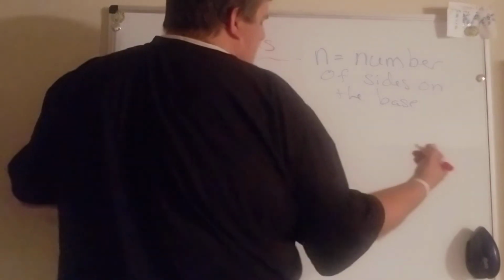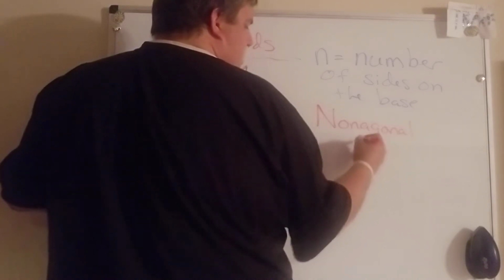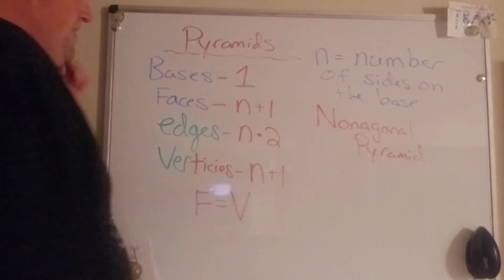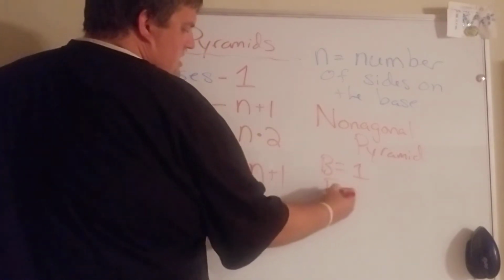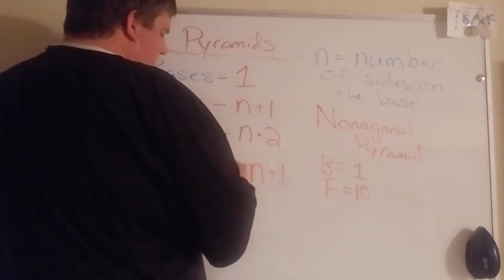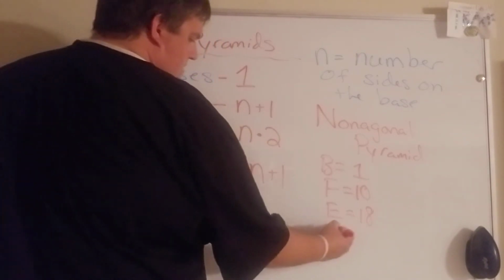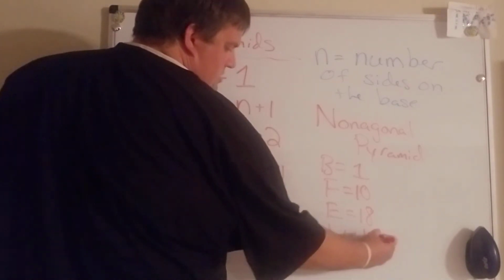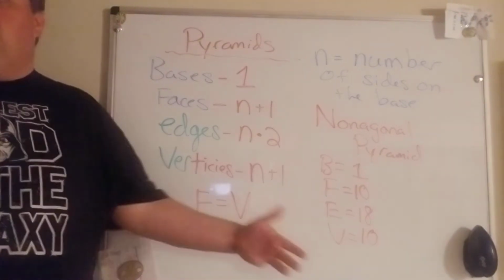So, likewise, if we want to do the same thing, let's say we had a nonagonal pyramid. We can just use these rules to find out how many of everything it has. It has one base because it's a pyramid. For faces, nonagons have 9 sides. 9 plus 1 is 10. Edges, 9 times 2 is 18. And vertices is going to be 9 plus 1, also 10. And so that's kind of the basics between faces, bases, edges, vertices.